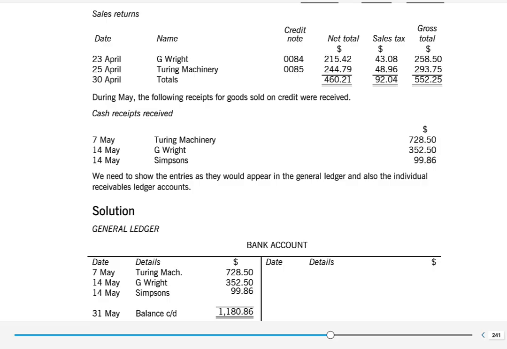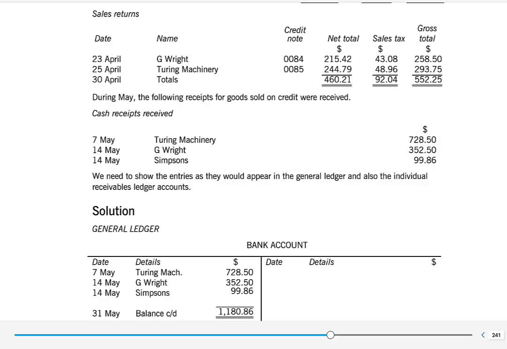What happens in the general ledger? This is the reverse effect of a sale. Debit sales returns with 215.42, debit sales tax with 43.08. Credit trade receivables control with 258.50. A credit note reduces what the customer owes, so it reduces trade receivables. It also reduces the net sales effect, so it goes to the sales returns account, not the sales account.